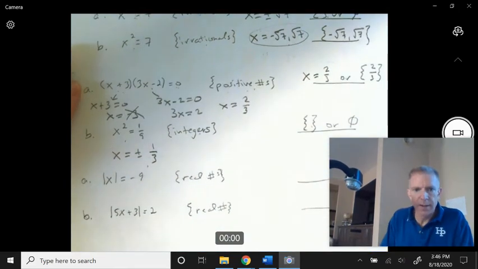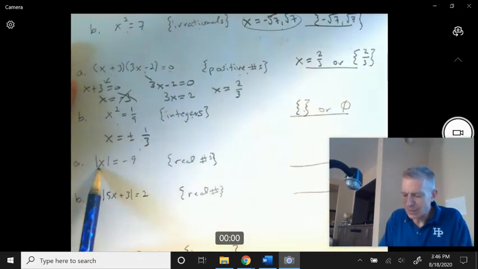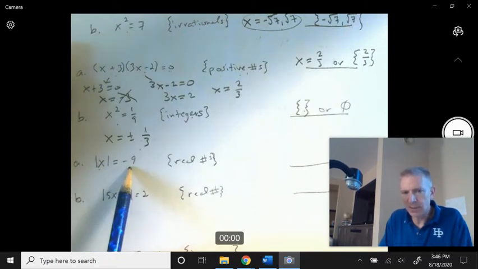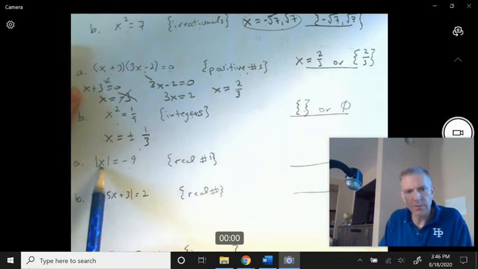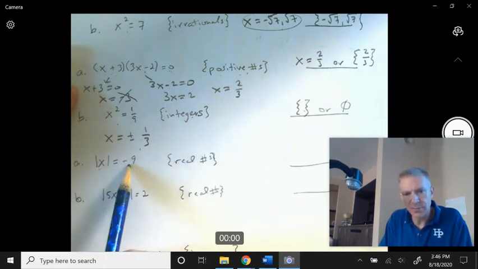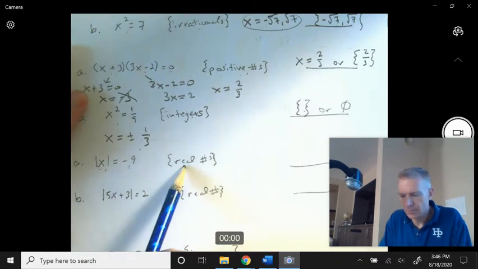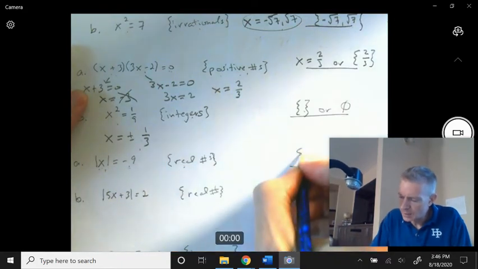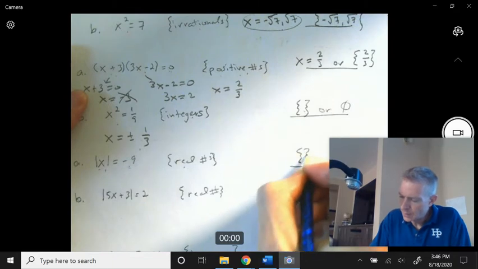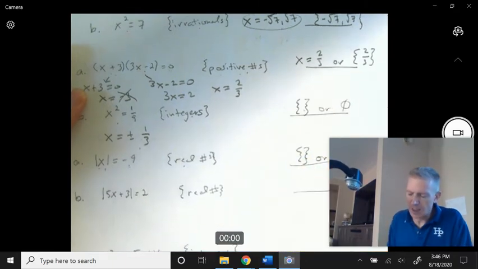Okay. Next one, absolute value of x is equal to -9. This is a little tricky. If you're not thinking, you might miss this one. Okay. When you take an absolute value of a number, you never get a negative. This is not possible with a set of real numbers. So you get empty set. Or you could say not possible.